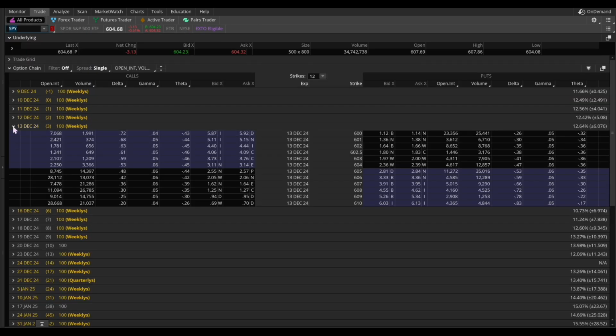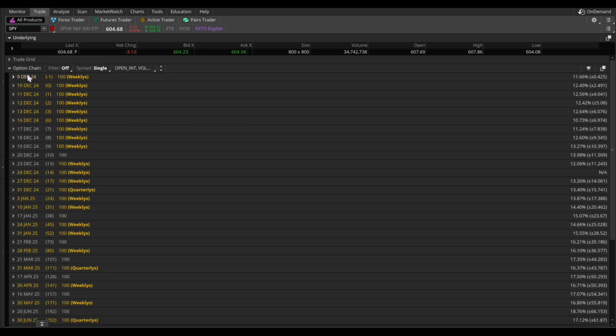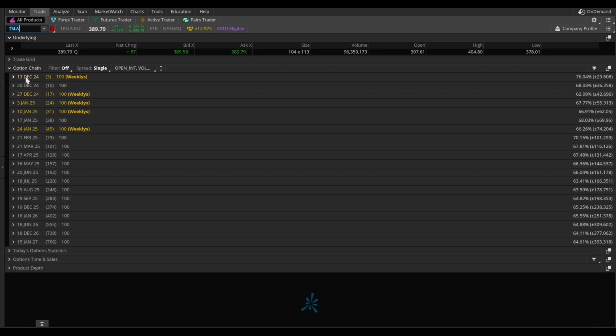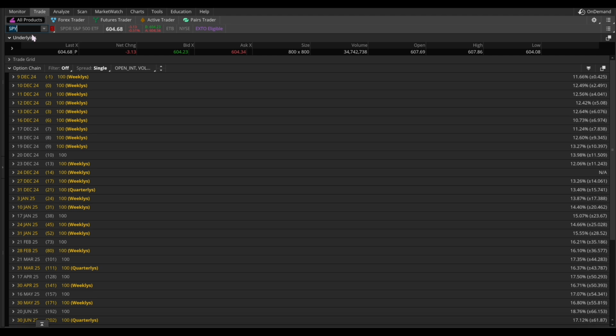So for example, I'm going to collapse this for December 13th. So now you'll see that there are option contracts to choose from for nearly every single trading day. While for example, if I were to pull up Tesla, you'll see that it is not an option for that. You'll see it's just for the weeklies. So for example, December 13th, the 20th, 27th, January 3rd, these are all going to be Fridays. But again, SPY is going to offer this for every single trading day for the most part.